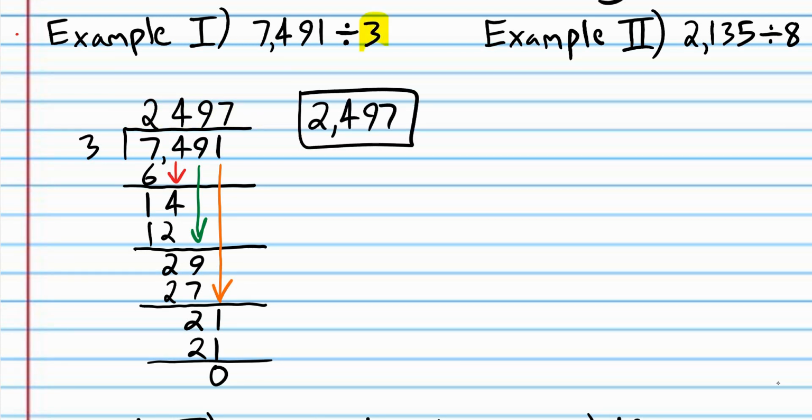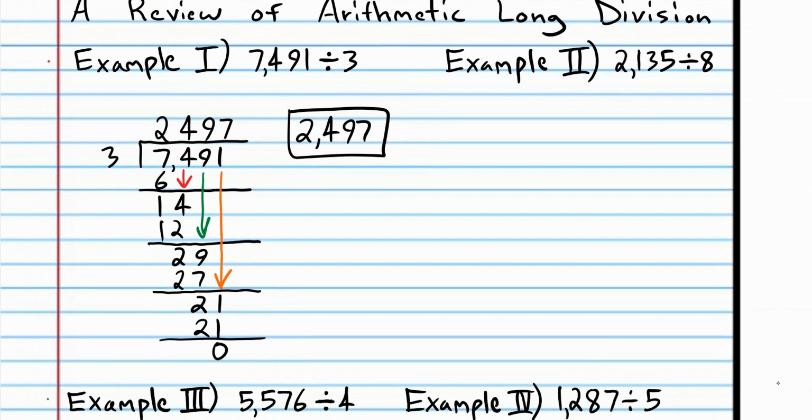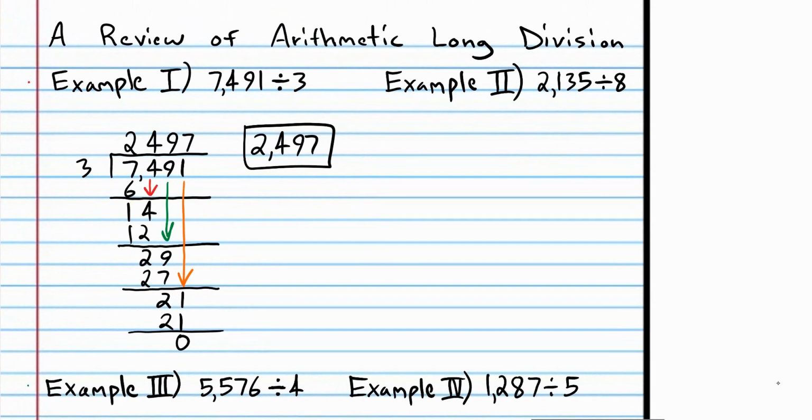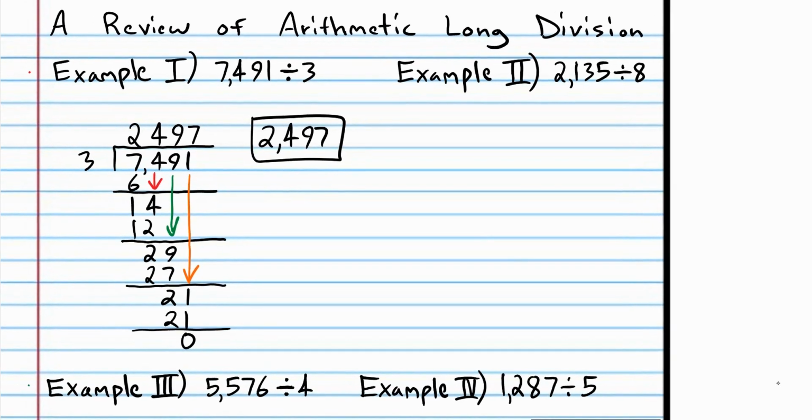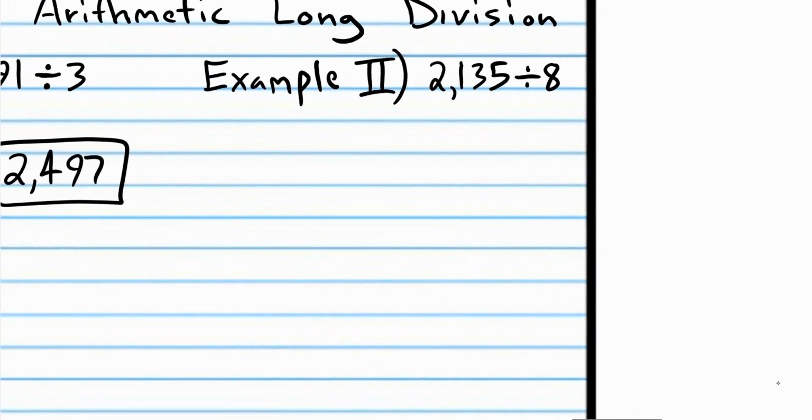So how many times can you fit 3 into 7,491? You can fit it 2,497 times. Another way to think about that is you're taking this number and dividing it into 3 equal parts and asking how big is each part. I know this is a review for most students, but we're going to need to use this long division algorithm when dividing polynomials. So let's go to example 2.